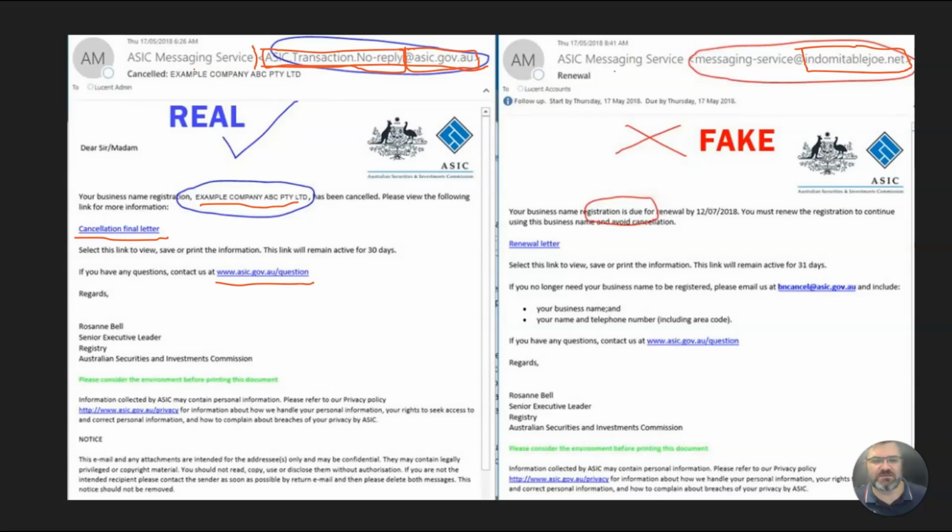"To continue using the business name and avoid cancellation, click on this renewal letter." Okay. If you click on this, it is a huge, huge indicator that you are probably going to get malware on your computer, or you're going to get spam or something along those lines, being from this particular domain. Now, they are actually asking you to email someone from the ASIC department, but I'm sure if you click on that email link, that would send you to some sort of spam or malware or something along those lines.